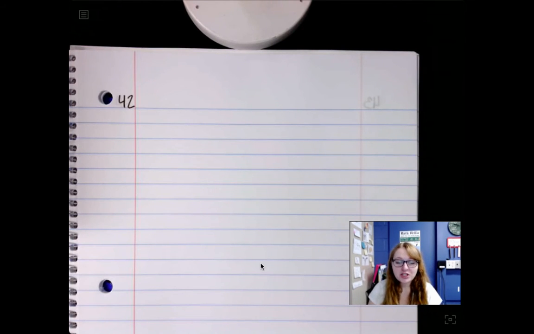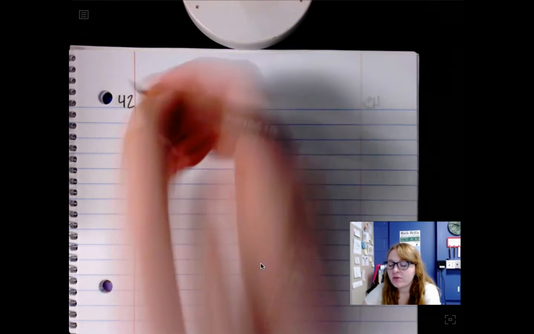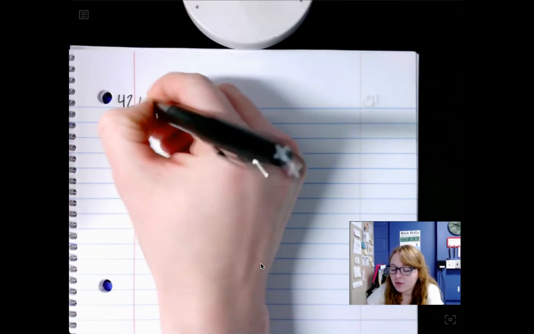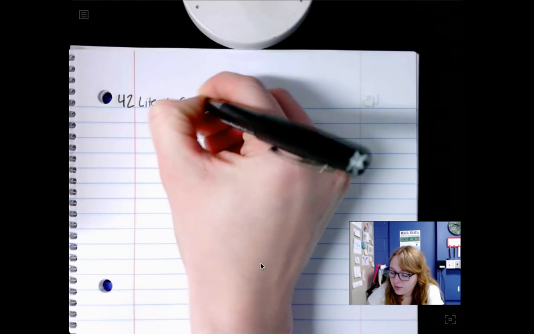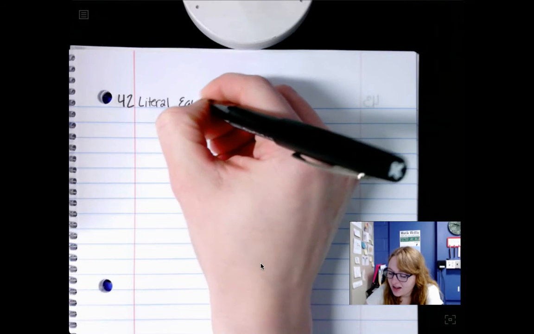Today we are on page 32 and maybe 42 and maybe 43. We're going to continue talking about literal equations. We're going to see some funky ones today.